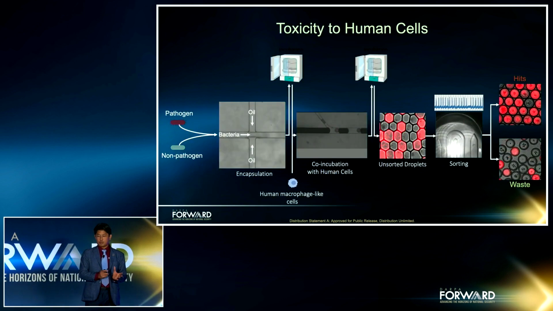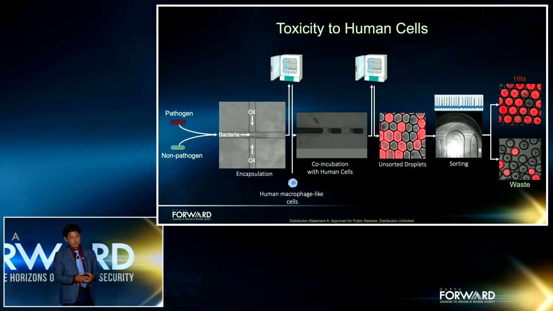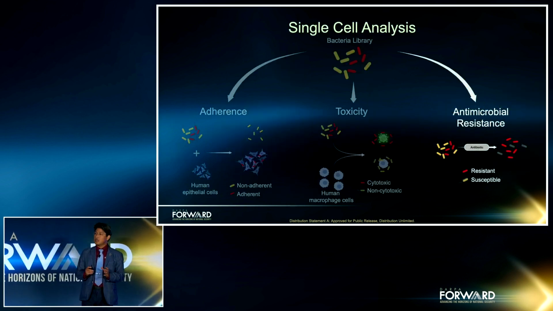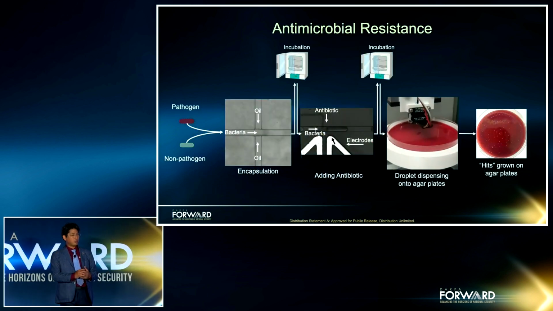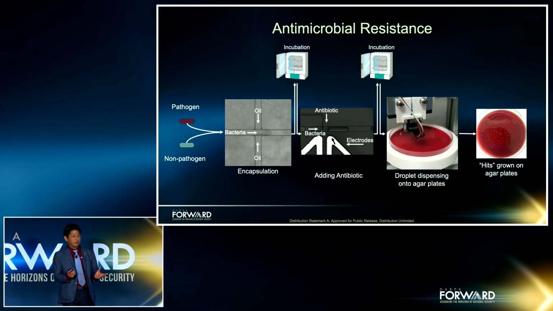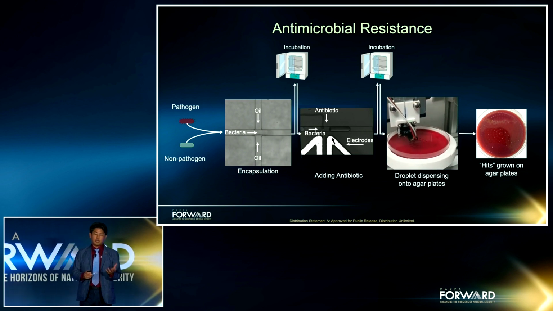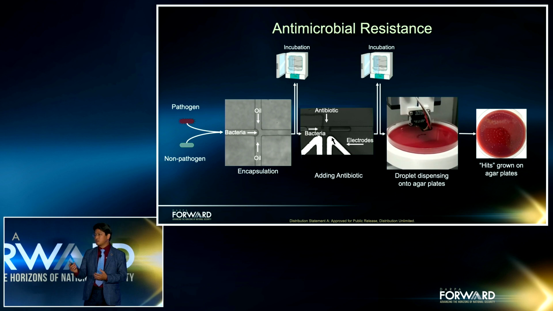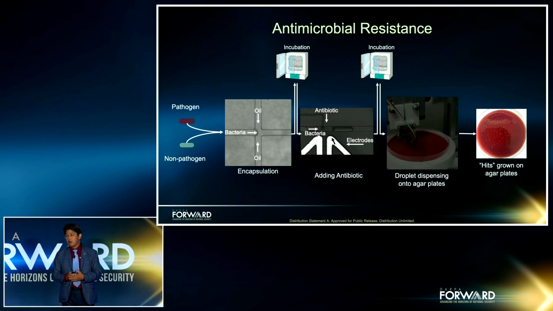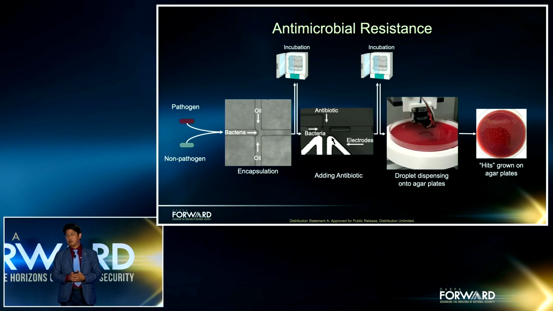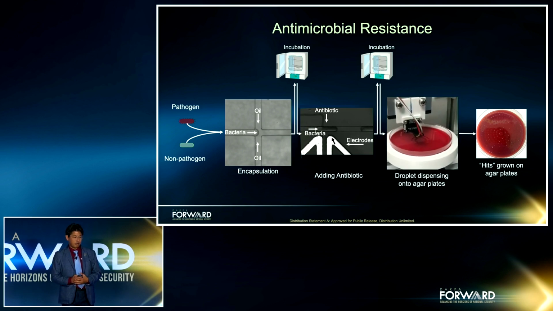The second assay is a toxicity assay. Here, microbes are placed together with a human cell in a droplet, co-incubated, and any droplet that shows bacterial killing of a human host cell can then be detected optically and sorted at very high speed. And the third assay is antimicrobial resistance assay. In this assay, microbes are cultured in the presence of a variety of different antimicrobials. These droplet-containing cells then can be dispensed on an agar plate. The microbes recovered from these plates are demonstrating antimicrobial resistance and hence are a potential pathogen.